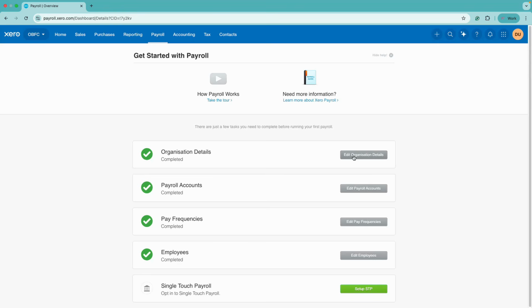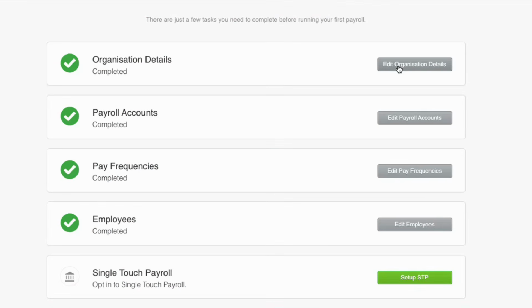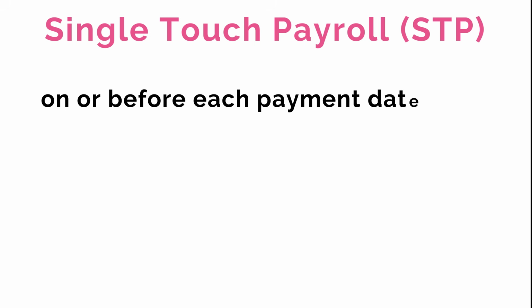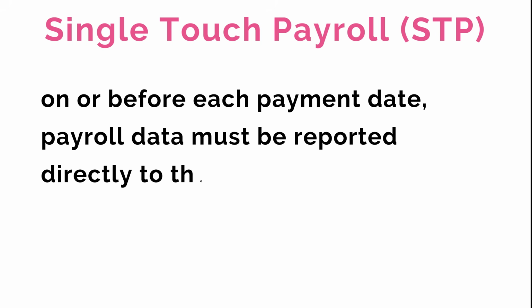We are nearly there. The final step is compliance, connecting Xero to the ATO to be able to do Single Touch Payroll. Single Touch Payroll, or STP, is compulsory in Australia. It means that on or before each payment date, payroll data must be reported directly to the ATO. If you're running payroll in Xero, the most efficient way to do this is to connect Xero directly to the ATO so that STP reporting is just a click of a button at the end of each pay run.